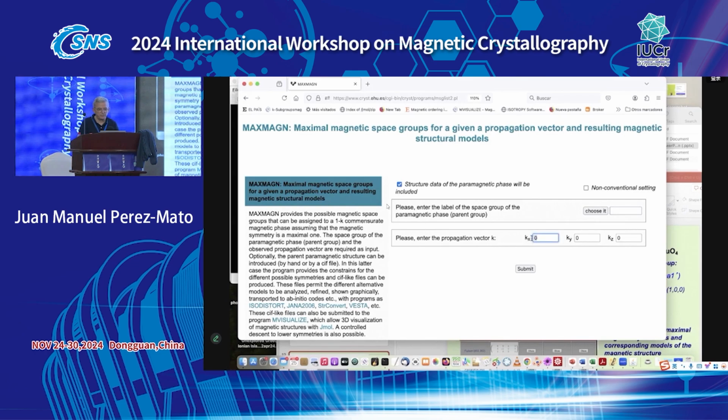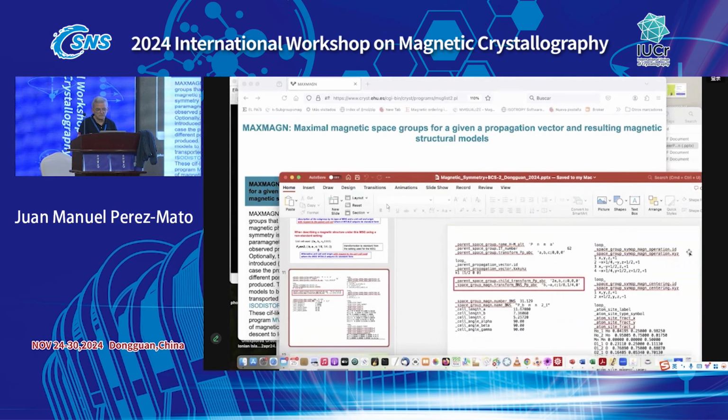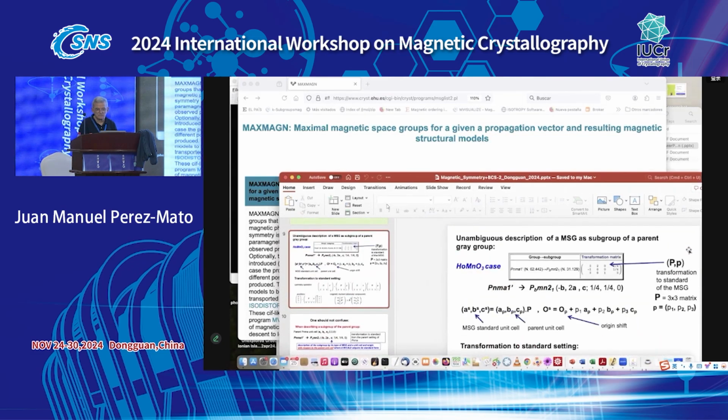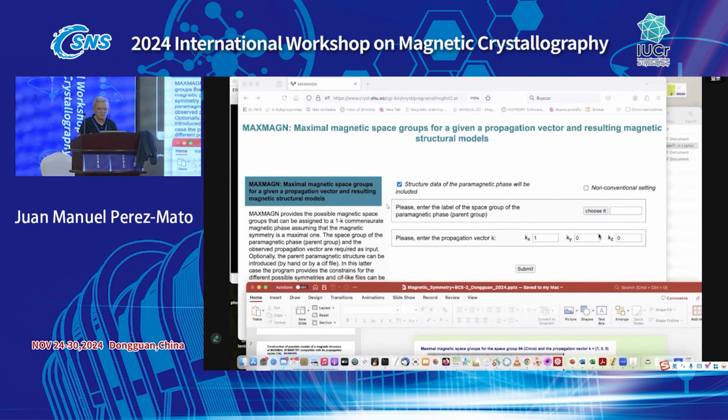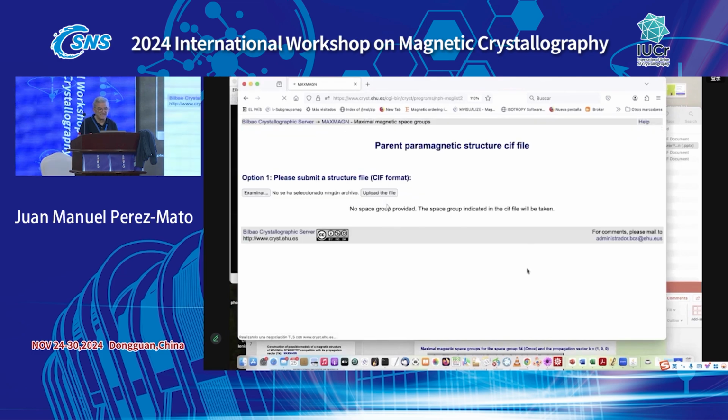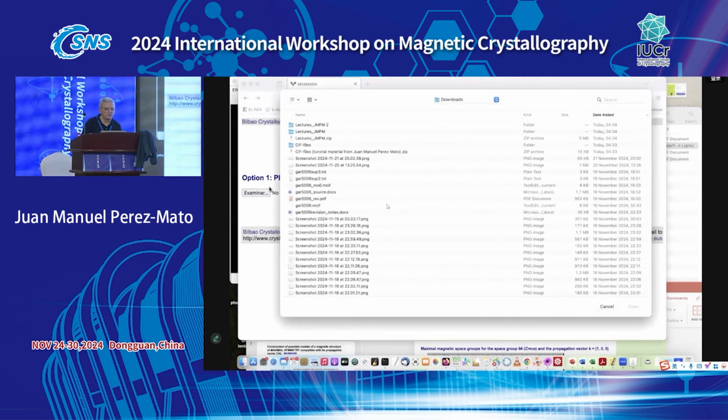Then I put here what was the wave vector? 100, no? I think. Yes, 100 is our propagation vector. I don't put the space group here because it's going to be read from the zip file, okay? But anyway. So the first thing is, as I told the program that I'm going to introduce a parent structure, the first menu is just to look for this parent structure, okay?